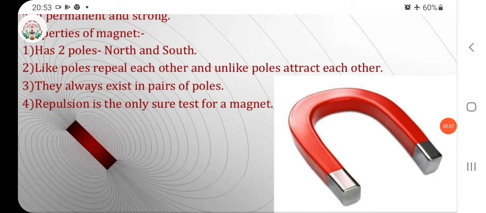Here you can see the diagram of two magnets. The first one is called a bar magnet, which is rectangular in shape, and the second one is a U-shaped magnet. Clear?